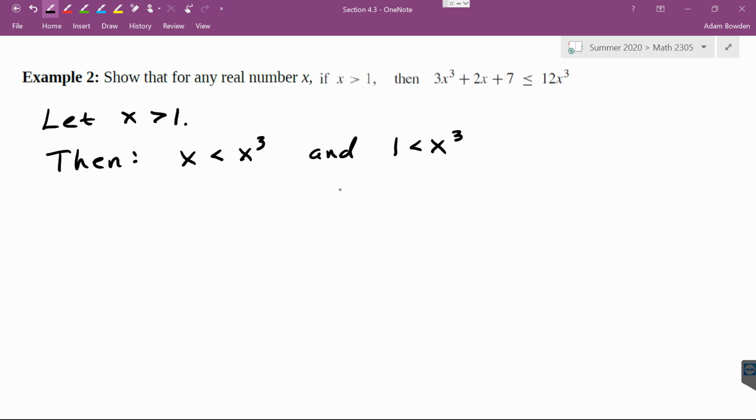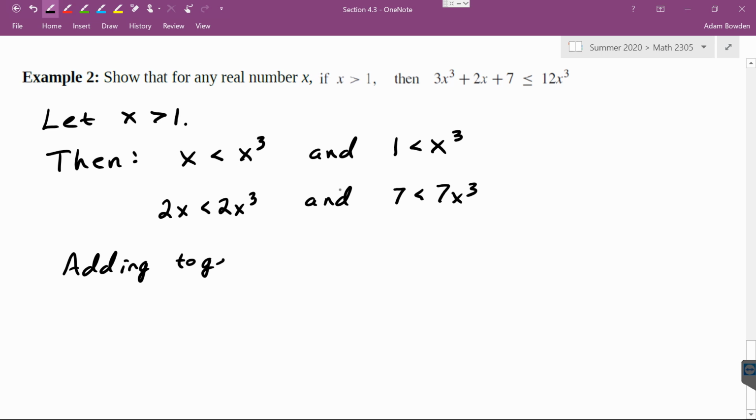And we can verify that, make sure that any numbers are greater than 1. This should hold true. Then as a result, if we multiply both sides by 2 here, we'd have 2x is less than 2x cubed. And if we multiply this other one by 7 on both sides, we'd have 7 less than 7x cubed. Now adding these together, we'd have 2x plus 7 is less than 2x cubed plus 7x cubed.